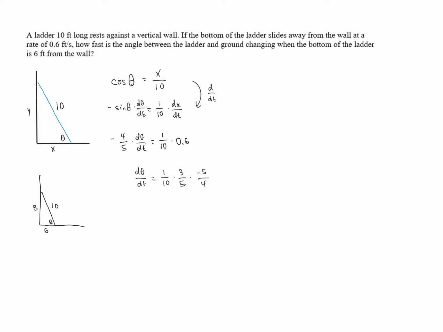And then we've just got some math with fractions. We can cancel out the 5s. That's going to make this a negative 1 up here. And then that's going to give us, what, negative 3 over 40? I think that's what we've got, negative 3 over 40, which we can also write as negative 0.075. And this is going to be in radians per second. So that angle is decreasing at a rate of 0.075 radians per second.